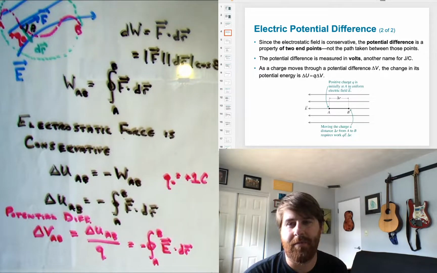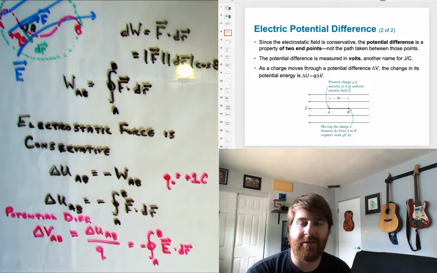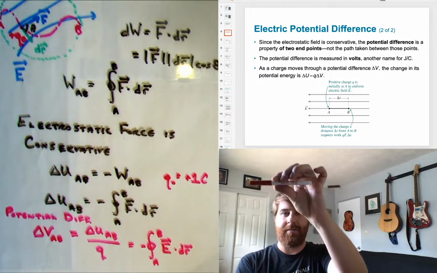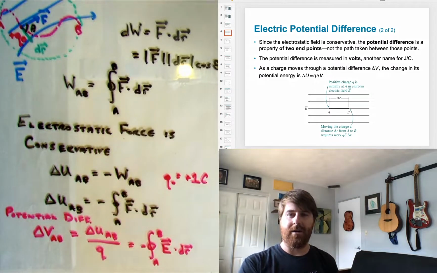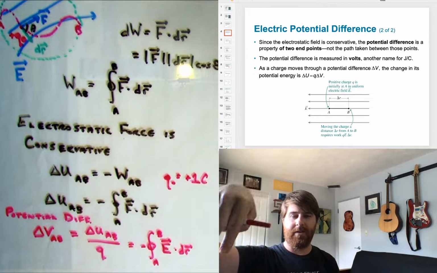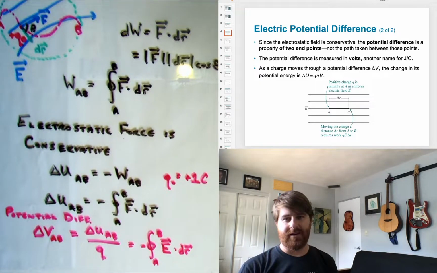Okay? What if I move the positive charge from B to A? Then the electric field did positive work, right? And remember that forces always want to move things to lower potential energy. So you can imagine if I take a marker and I drop it, what does gravity do? Gravity pulls the marker down, right? The marker moved in the direction of the force, which meant that the potential energy went down.